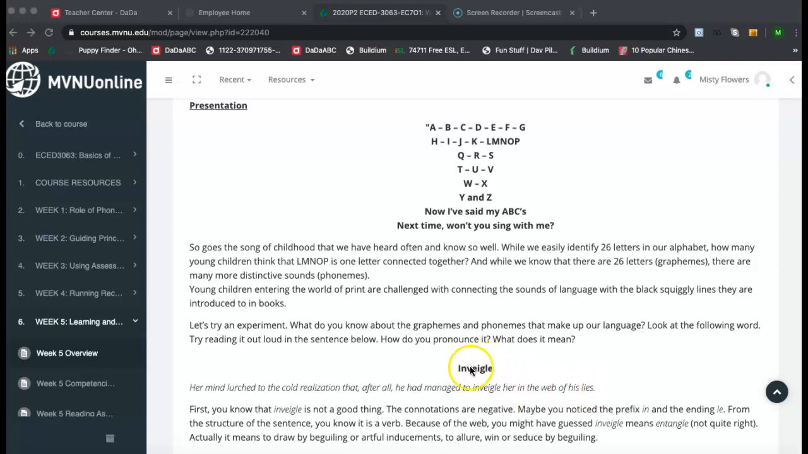You might have noticed the prefix "in" and the ending "le". From the structure of the sentence, you may know that it is a verb. Because of web of his lies, you may have guessed that inveigle means to entangle. That's a really good guess. It means to induce, to allure, to pull in.